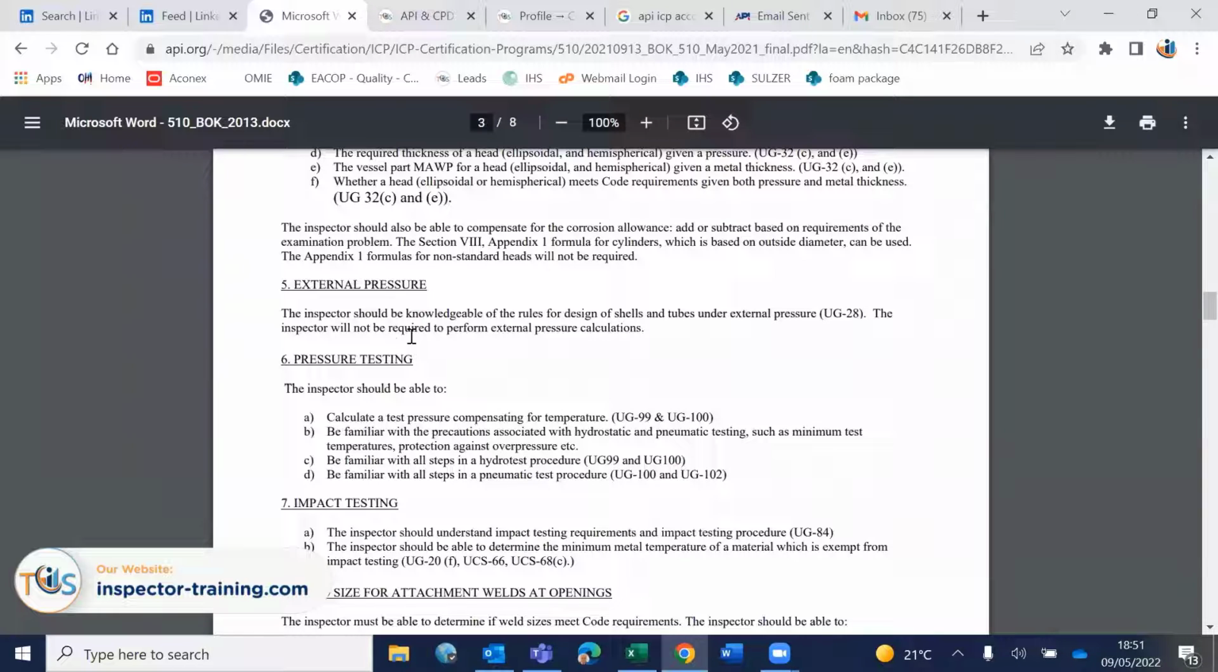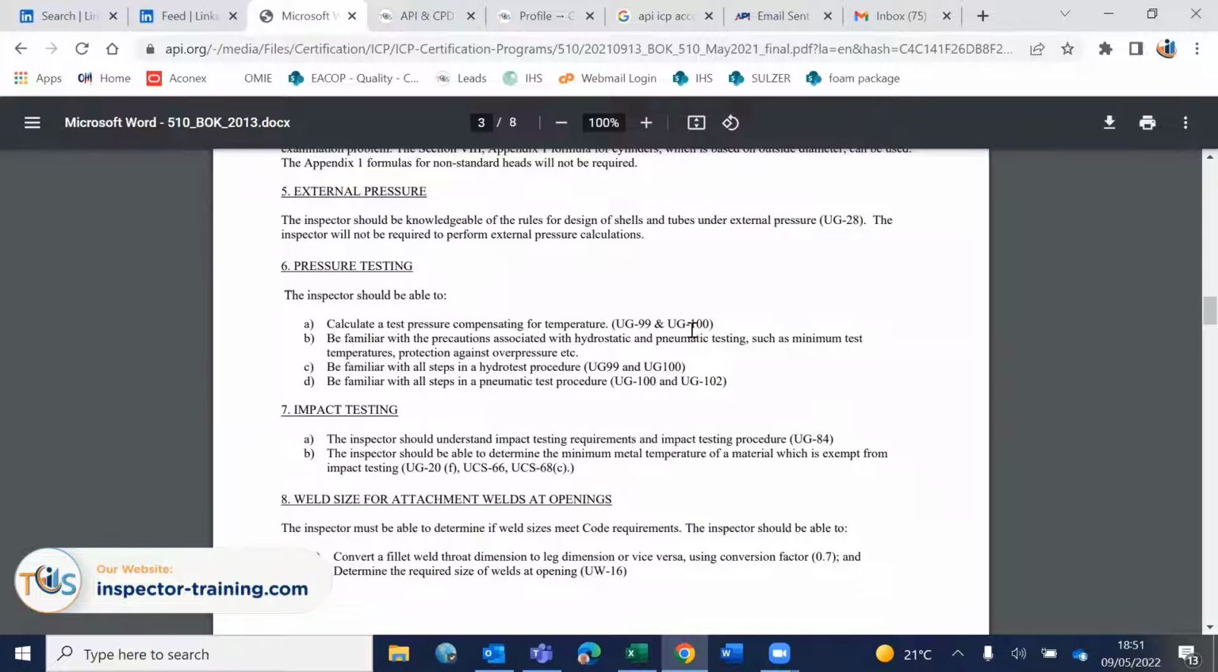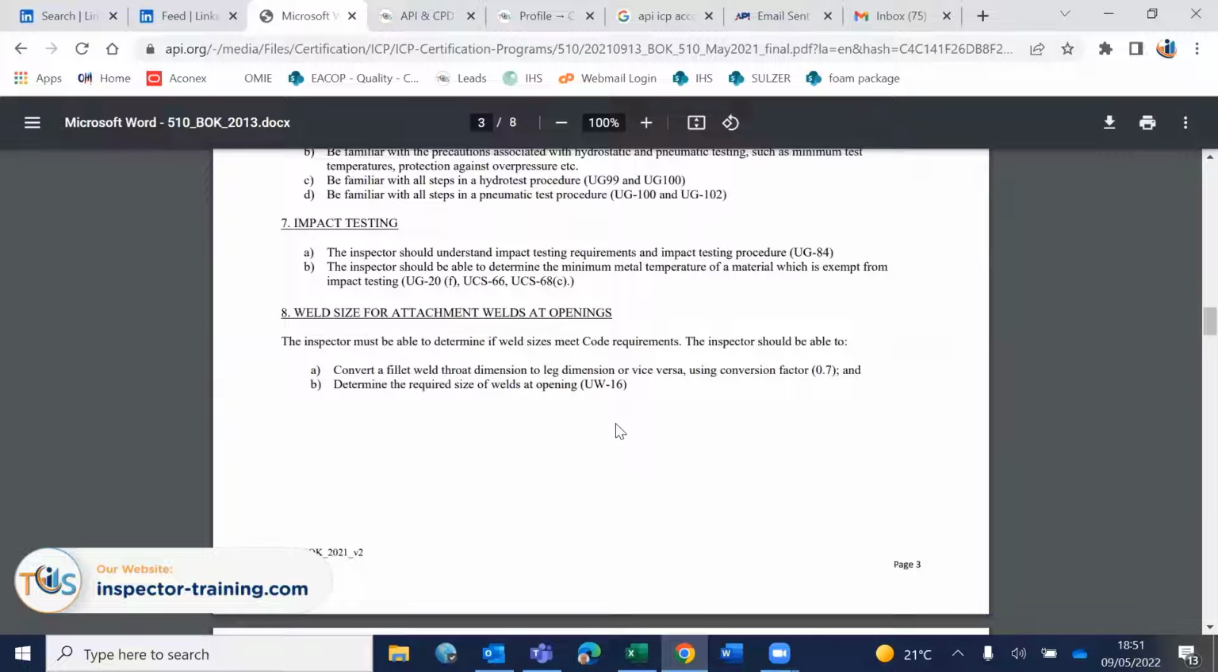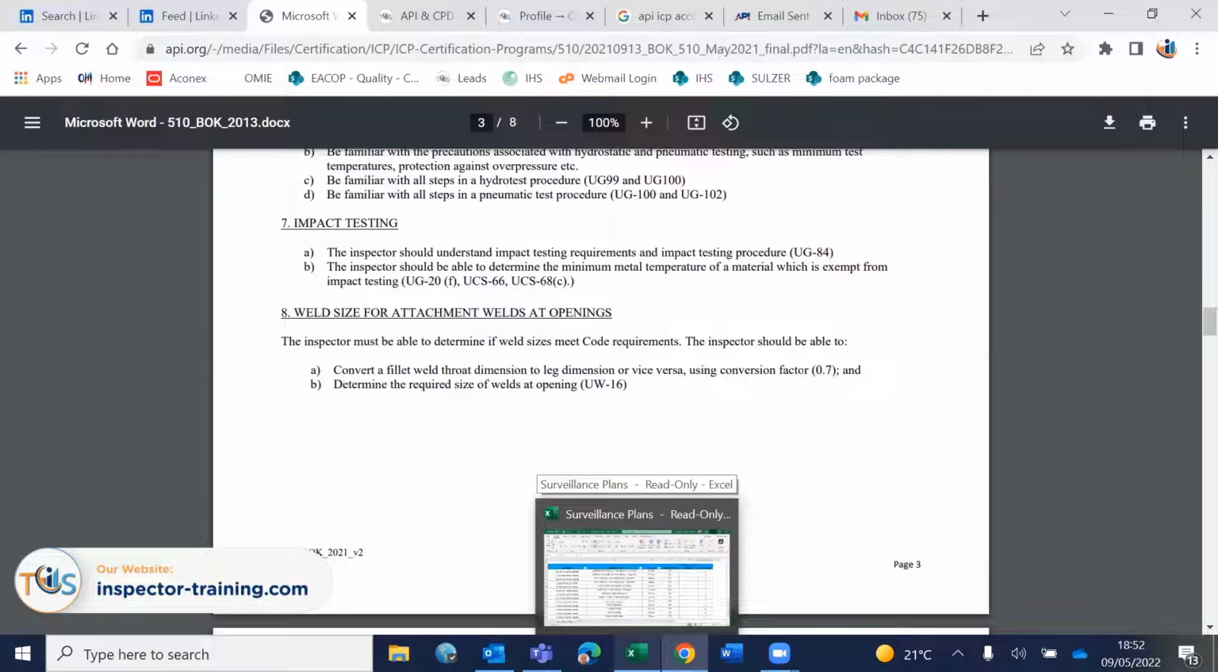You should know very basic what is external pressure, and then UG28, and then pressure testing UG 99. So these are mentioned in the publication effectivity sheet. You should study that, right? The joint efficiency, you know, if fillet throat dimension, you have to multiply by 0.7, that sort of thing. Impact testing, you should definitely know. They might give you 3 answers, you know, which one is acceptable, the Charpy test.